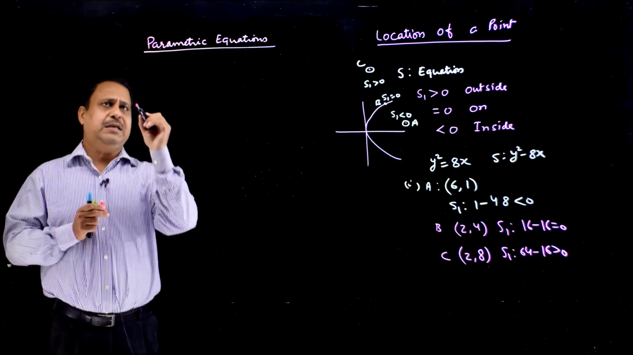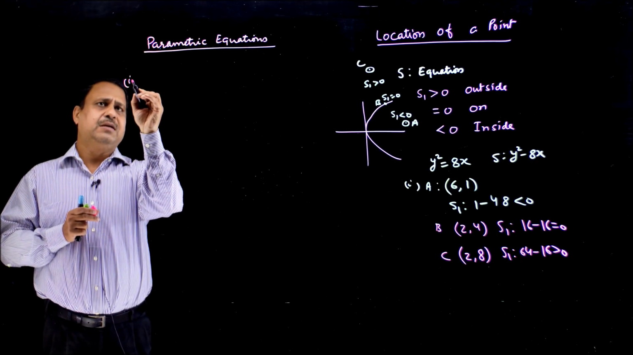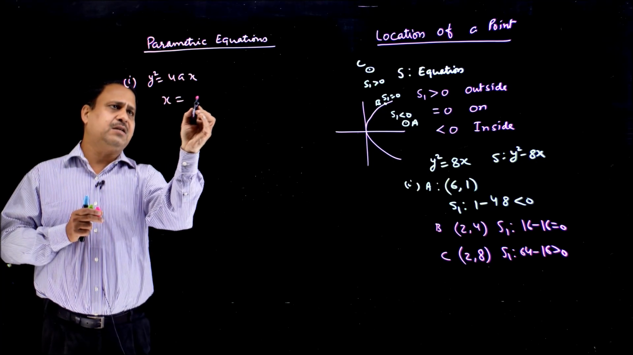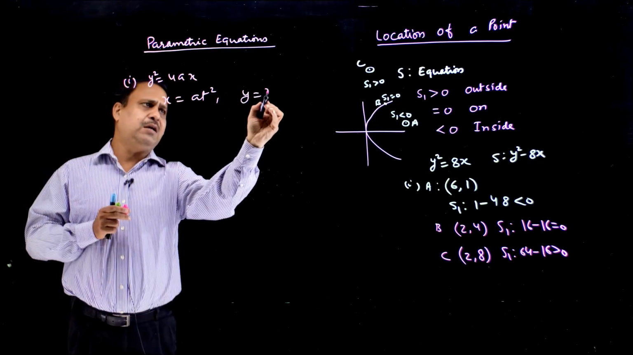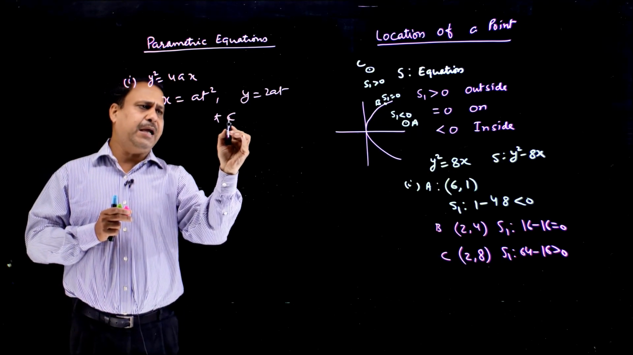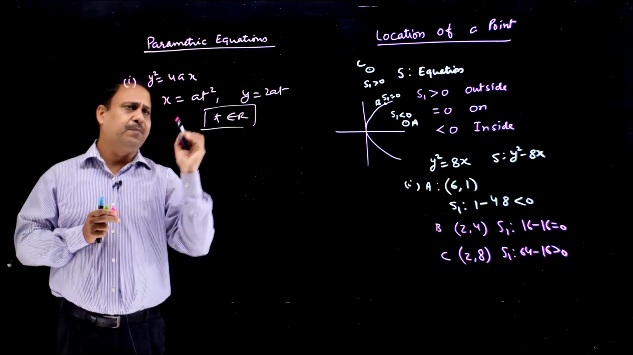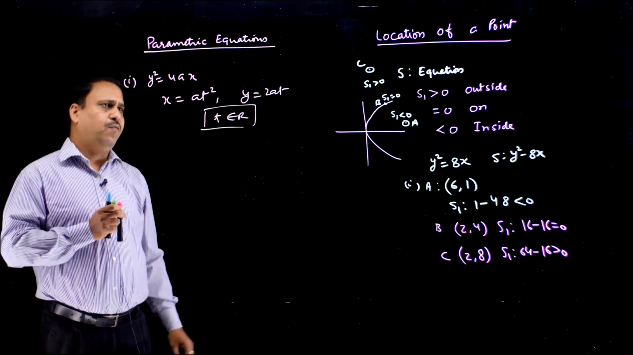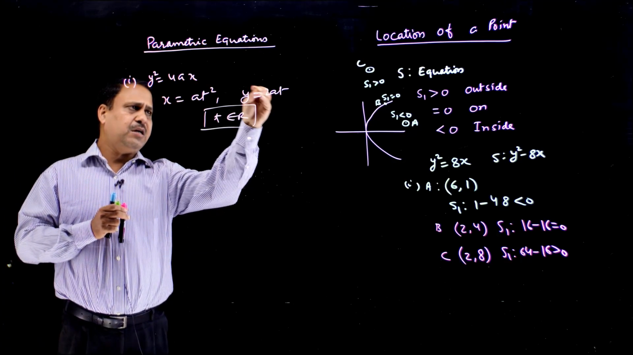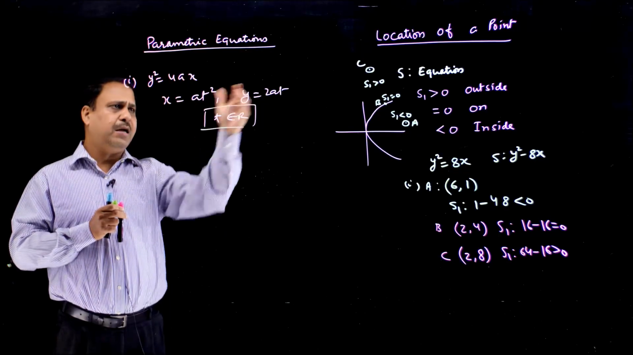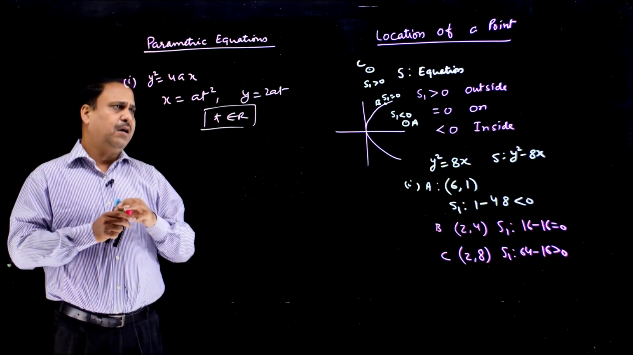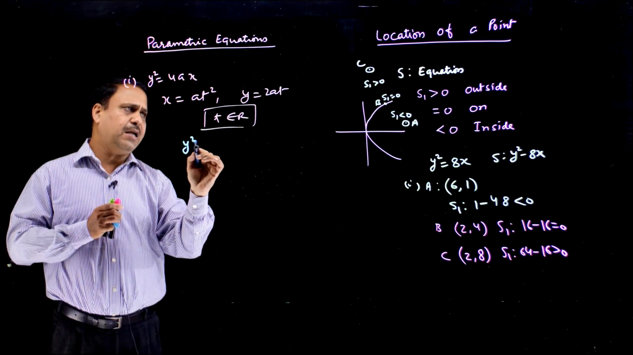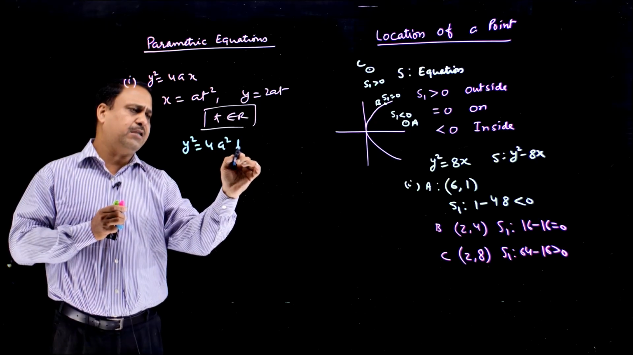For example, for the curve y square is equal to 4ax, if I take x equal to at square and y equal to 2at, where t can be any real number, then t is the parameter. That means if I eliminate t from these two, I will get this equation. For elimination, either I can put t equal to y upon 2a in the first equation, or square the second equation. Squaring the second equation, y square is equal to 4a square t square.